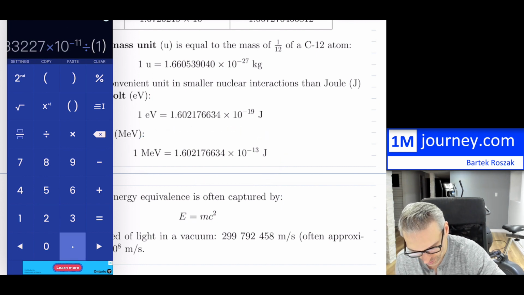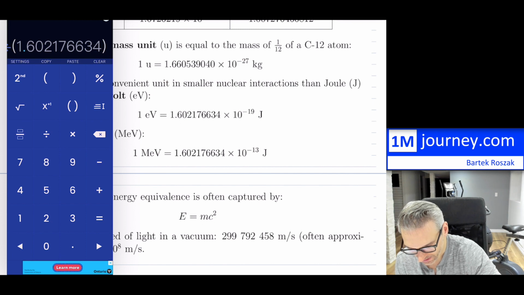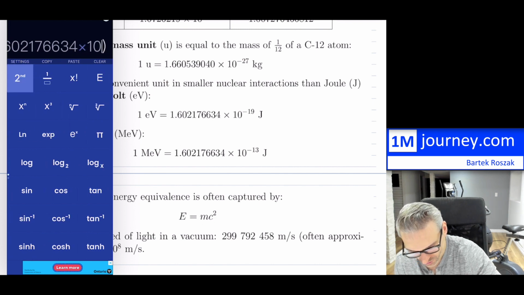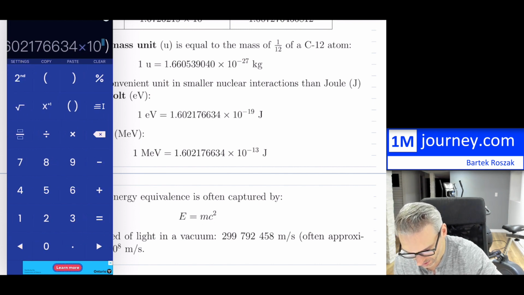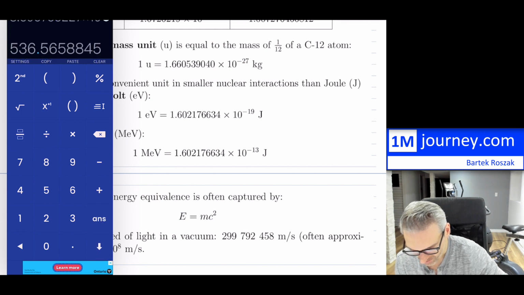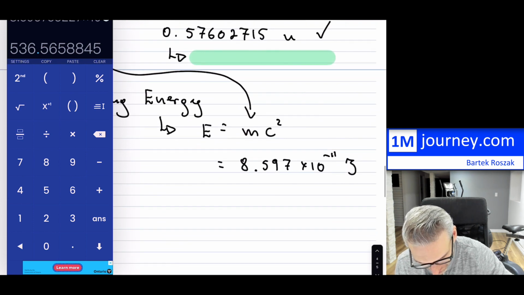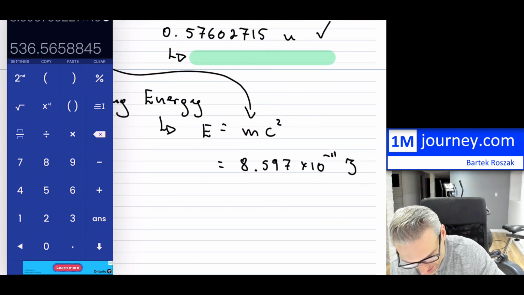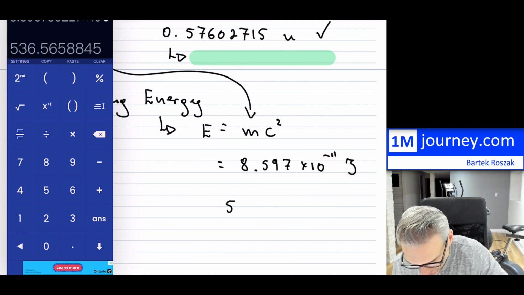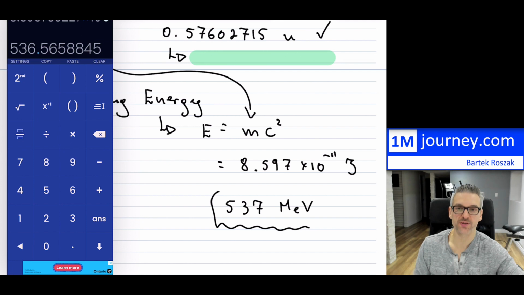1.602176634, times 10 to the negative 13. All right, so I'll put that in. There you have it. So this is what we would have. That particular conversion is about 530.7 mega electron volts. That's what you would have in that one nucleus.